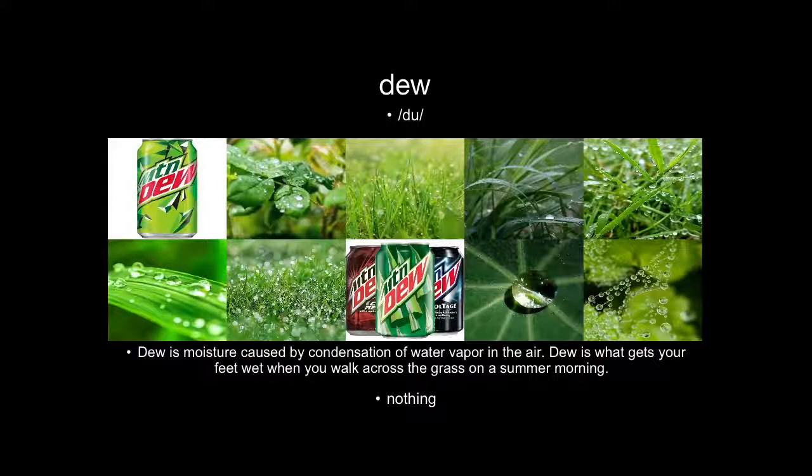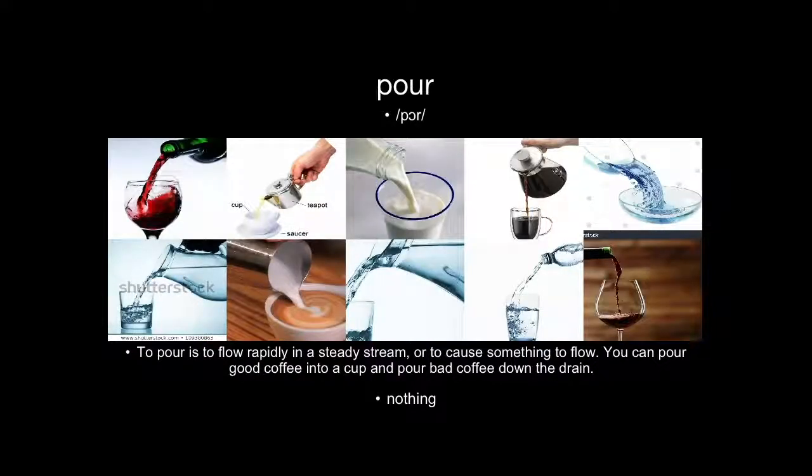Dew, dew. Dew is moisture caused by condensation of water vapor in the air. Dew is what gets your feet wet when you walk across the grass on a summer morning. Pour, pour. To pour is to flow rapidly in a steady stream, or to cause something to flow. You can pour good coffee into a cup and pour bad coffee down the drain.